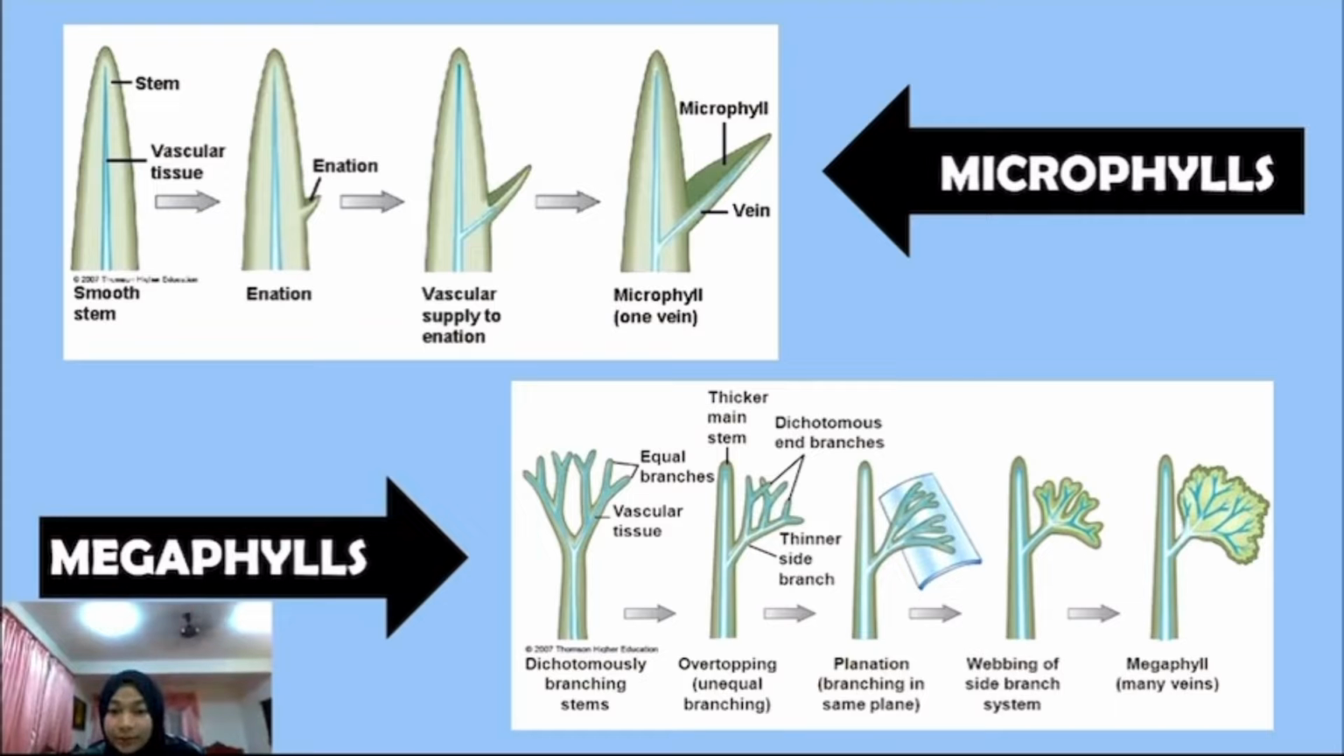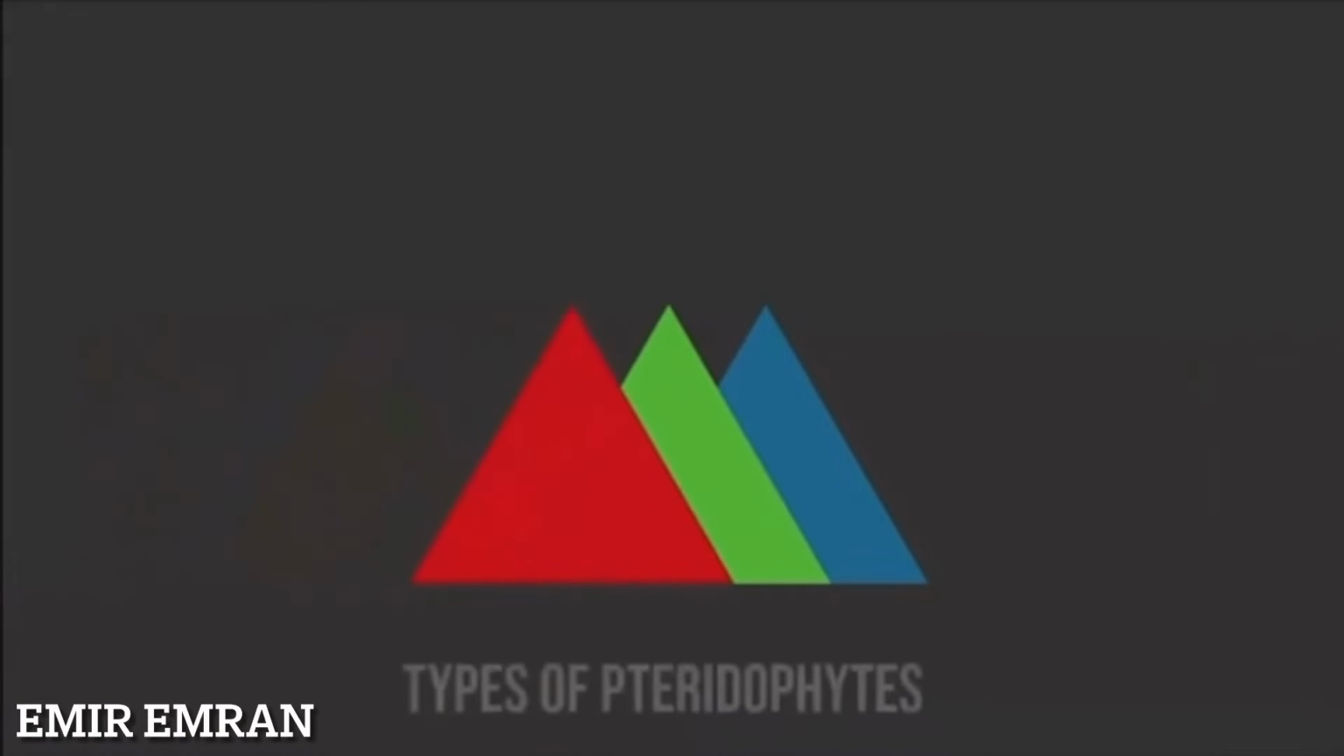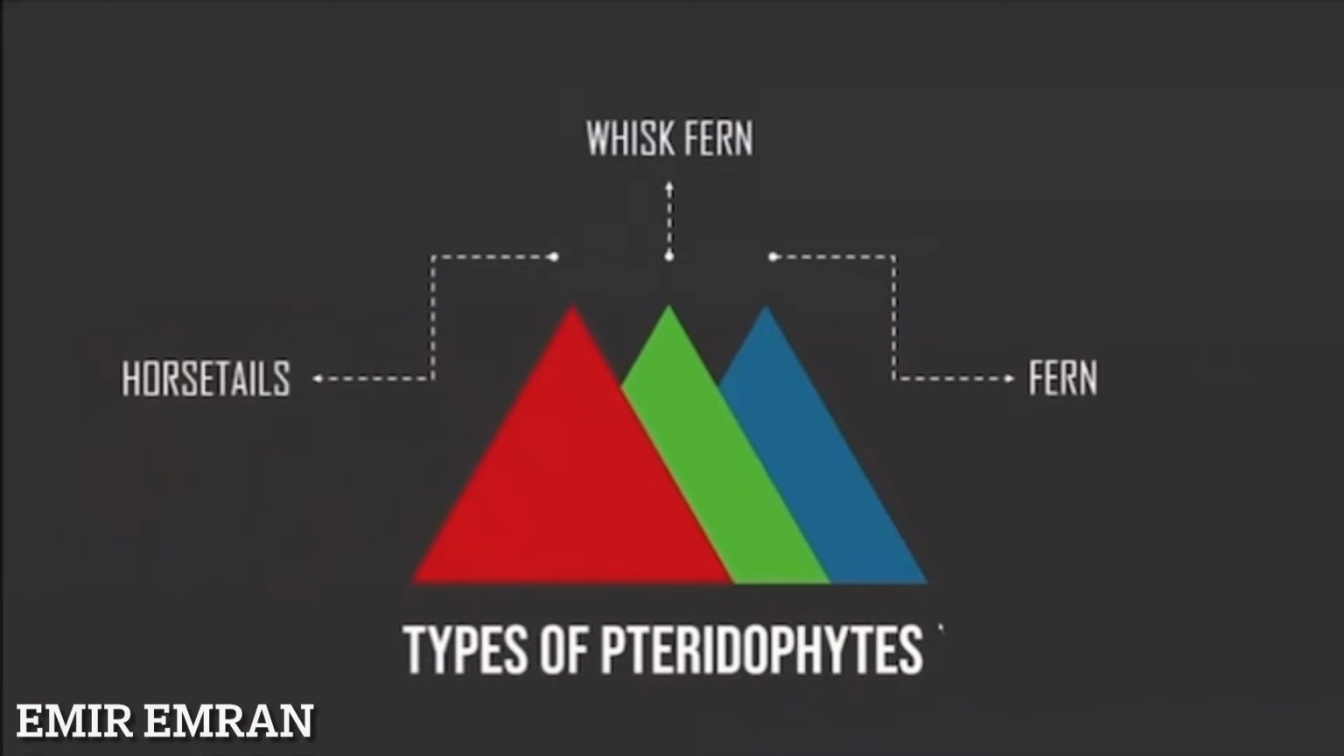For the megaphyll evolution process, one branch began to dominate the stem system into a few branches. The side branches become reduced and flattened, only the overtopping growth remains as a single branch. Finally, the tissues begin to fill in the space between the side branches and the leaf grows with many veins in it.